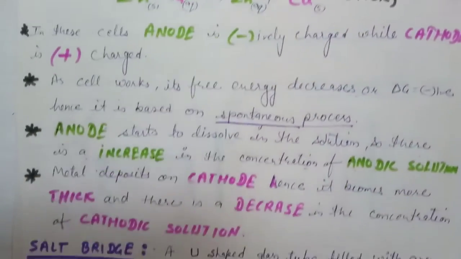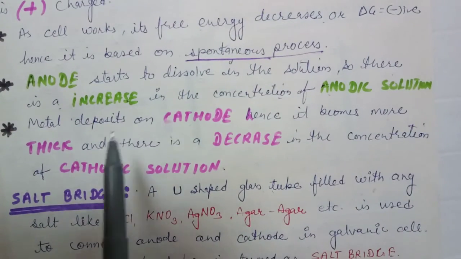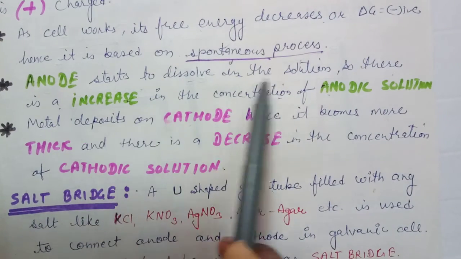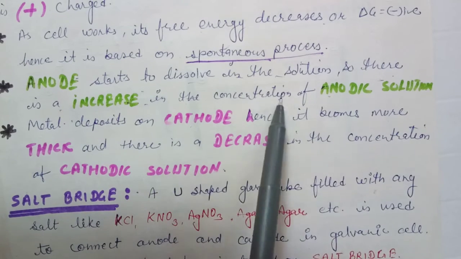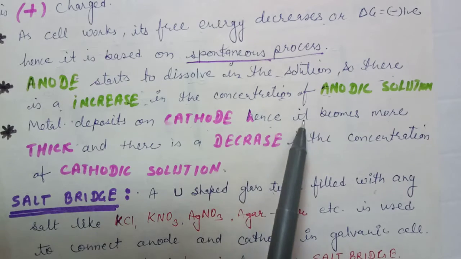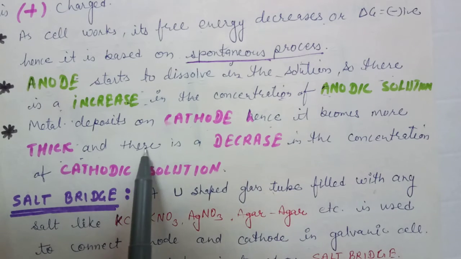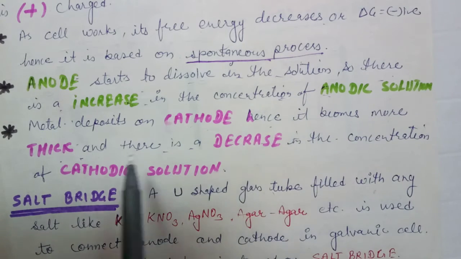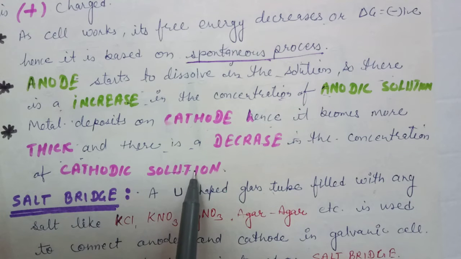So this is the point: the anode starts to dissolve in the solution, so there is an increase in the concentration of the anodic solution, and metal is deposited on the cathode, hence it becomes thicker, and there is a decrease in the concentration of the cathodic solution.